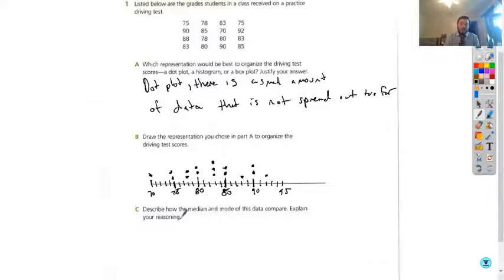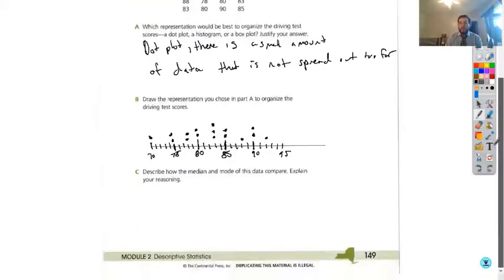If we take a look, it says describe how the median and the mode of this data compare. Well, the median, we're going to have to find the median. So there's two ways to calculate the median. The first way would be to write out all of these numbers in order, right, and find the middle number. So we can do it that way first because, again, remember, we only have 16 pieces of data.